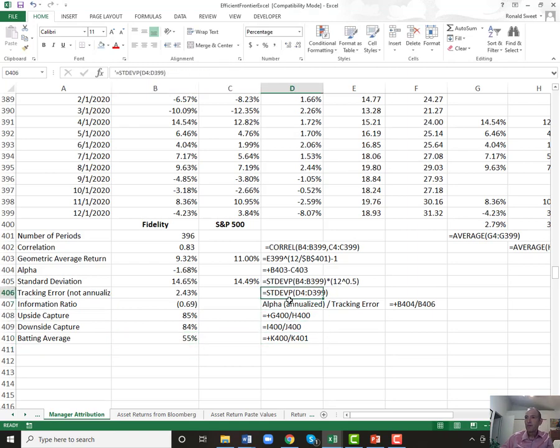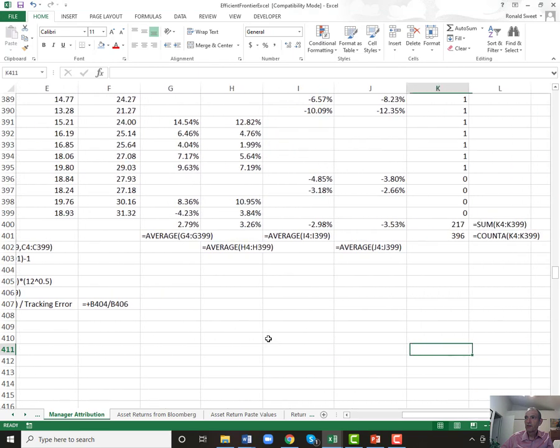Now, I'm giving you the formulas. If you add a column for the S&P 500, then your columns will be off one, so you'll have to go back and see where I'm referencing. But hopefully you understand where I'm going. K is where I have my batting average data.